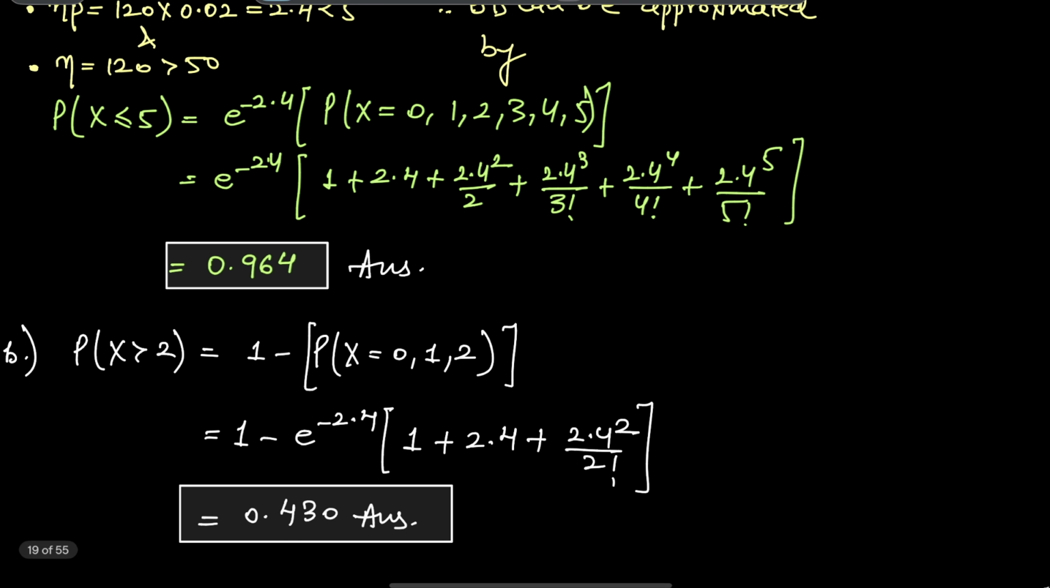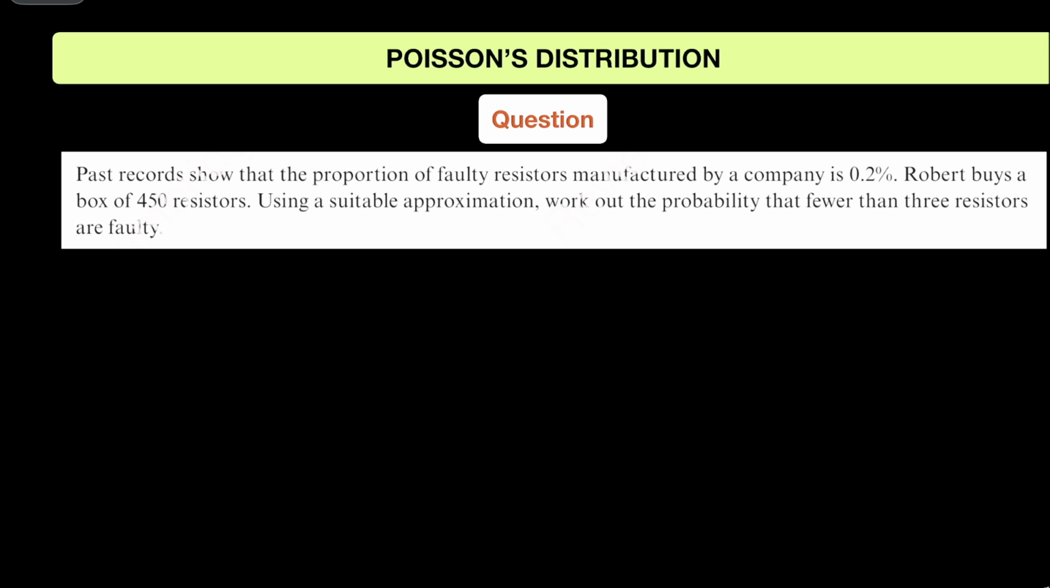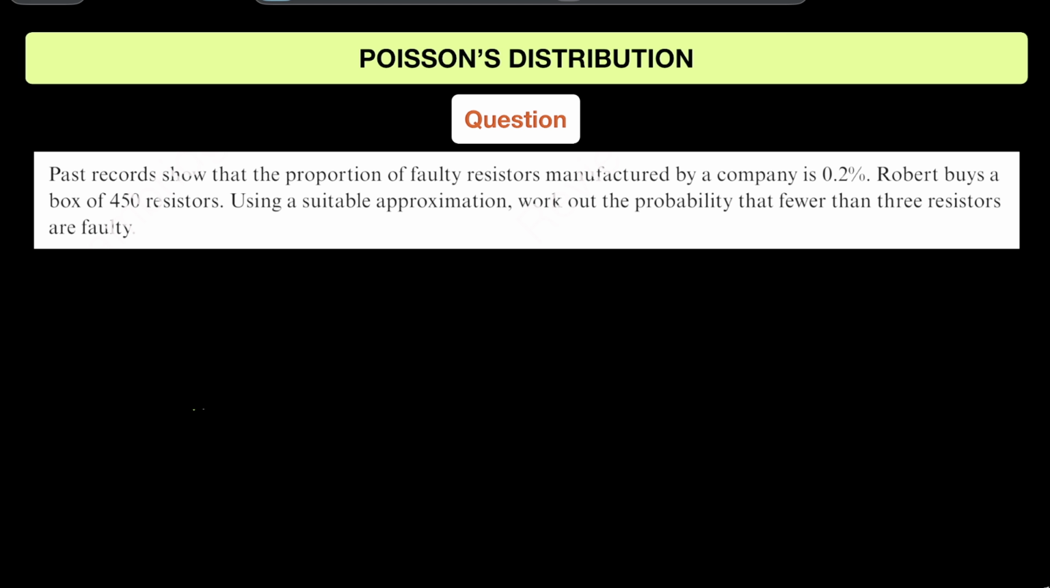Please note down the solutions quickly so that we can move on to the next question of this video. Yes, so maintaining the pace, we have reached the next question in this video, where the question says that past records show that the proportion of faulty registers manufactured by the company is 0.2%. Robert buys a box of 450 registers. Using the approximate distribution, work out the probability that fewer than 3 registers are faulty. So let's quickly use the Poisson distribution to solve this question and see how to solve it.